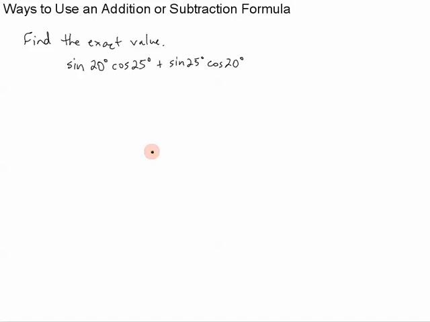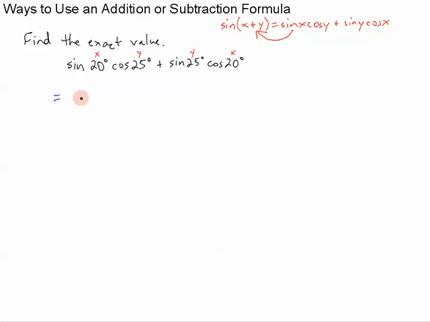Here's another example where we can apply an addition or subtraction formula. This looks like the addition formula for sine, which says sine of x plus y equals sine of x times the cosine of y plus the sine of y times the cosine of x. And so in this case, the 20 is the x and the 25 is the y. So we're going to use this identity going this direction.